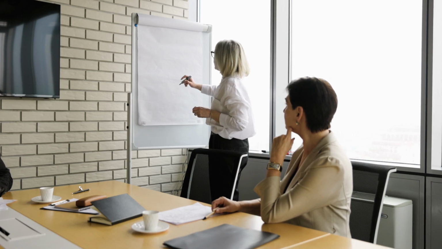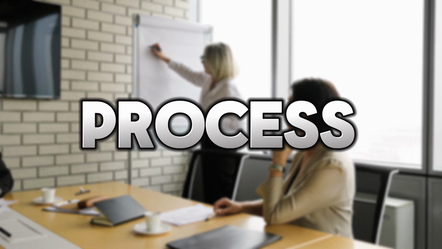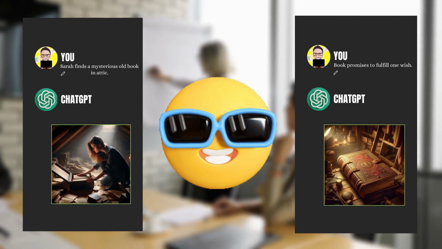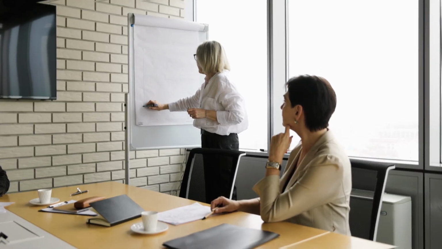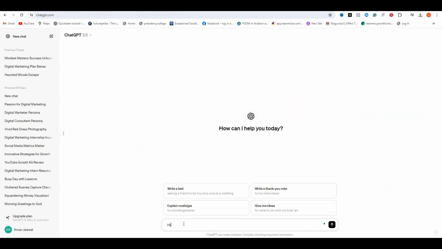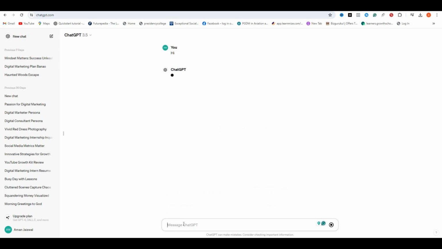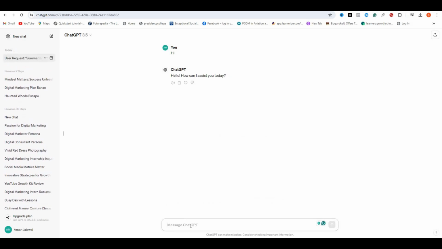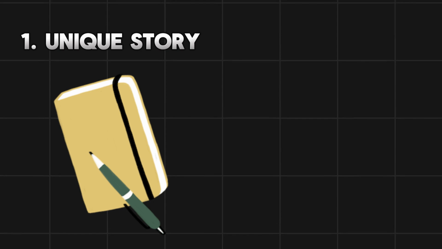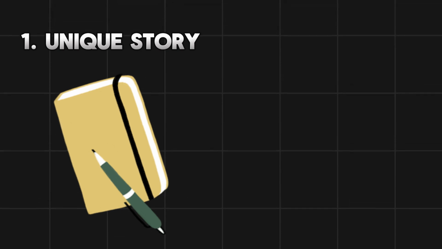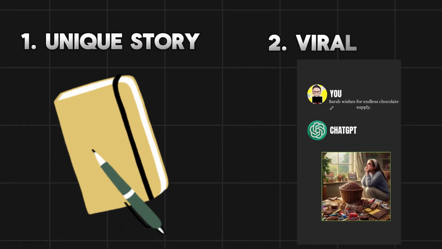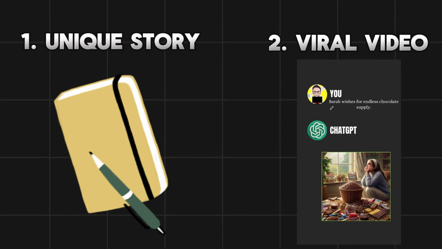In today's video, I will show you the step-by-step process to make these videos just like a pro. So without wasting any more time, let's get started. So, our first step would be to generate a good story script. We have two options. Number 1, we can either generate our unique story using ChatGPT. Number 2, we can use the story of an already viral video.